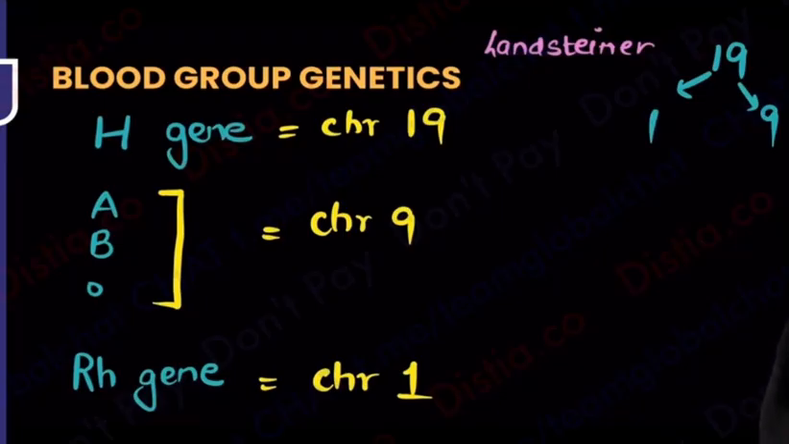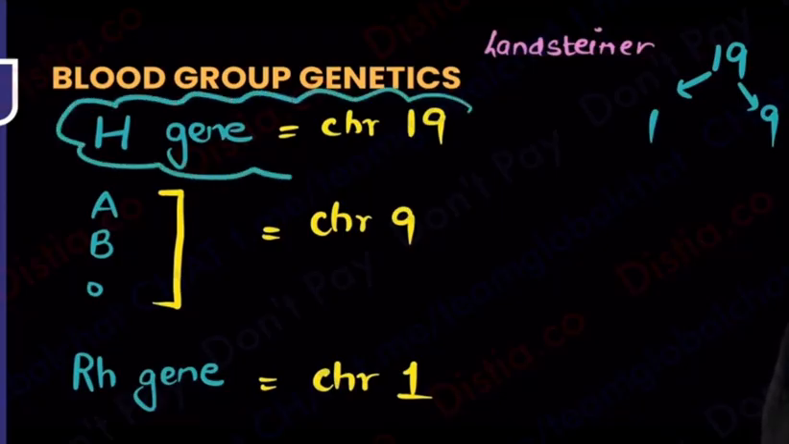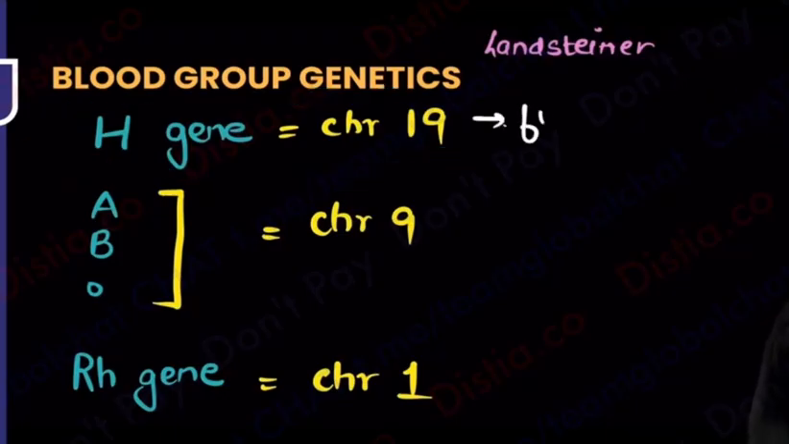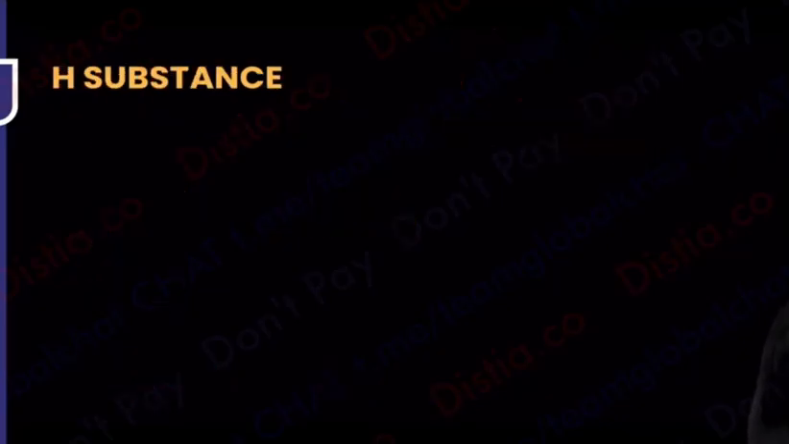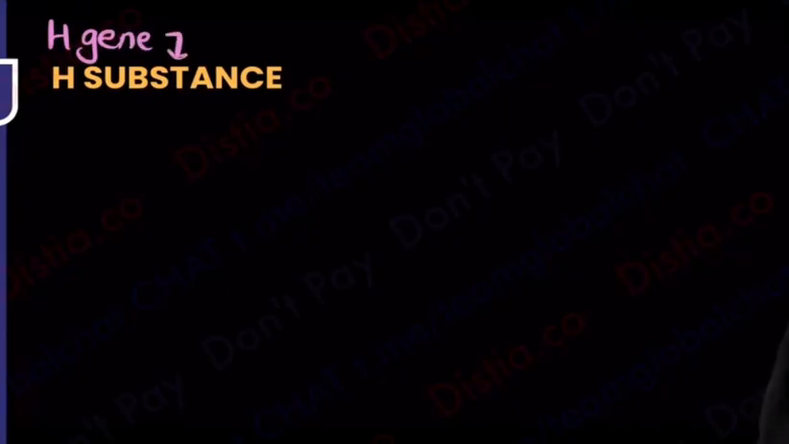Now you're going to move forward and talk about this H gene. What does this H gene do? Please note that this H gene is going to be a kind of fucosyltransferase. This H gene does the work of fucosyltransferase. So break the word. Transferase, what is it going to transfer? It is going to transfer fucose. So what happens is that the H gene makes something called H substance. This H substance is now going to be acted on like a fucosyltransferase.